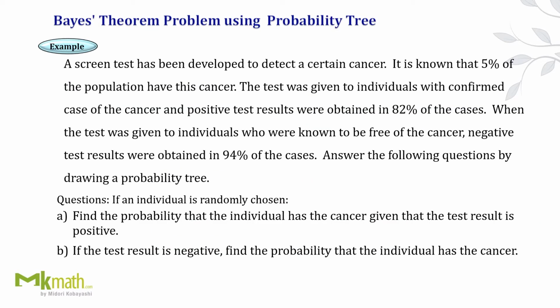Let's look at a problem. We will answer these two questions by creating a probability tree diagram first. This 82% is called the true positive rate or sensitivity, and the 94% is called the true negative rate or specificity.